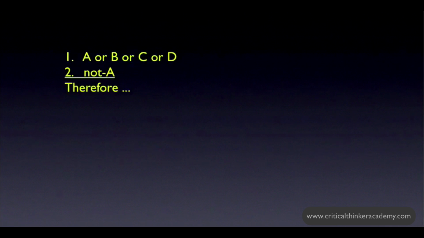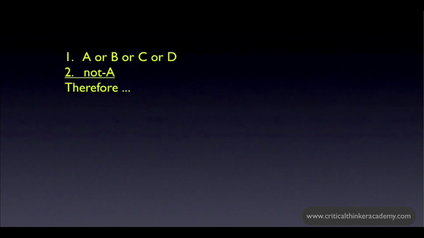Now what about this one? You're given a disjunction with four alternatives, four disjuncts. I say the first one, A, is false. What can I validly infer? Well, you can't infer that any specific one of the remaining alternatives is true. All that you can infer is that they can't all be false.